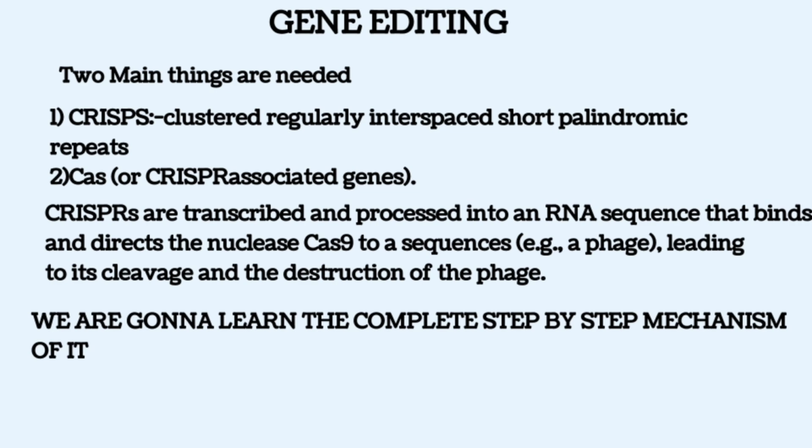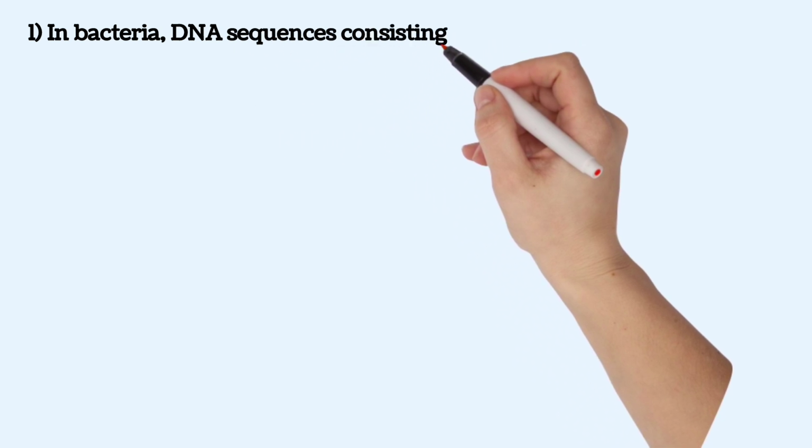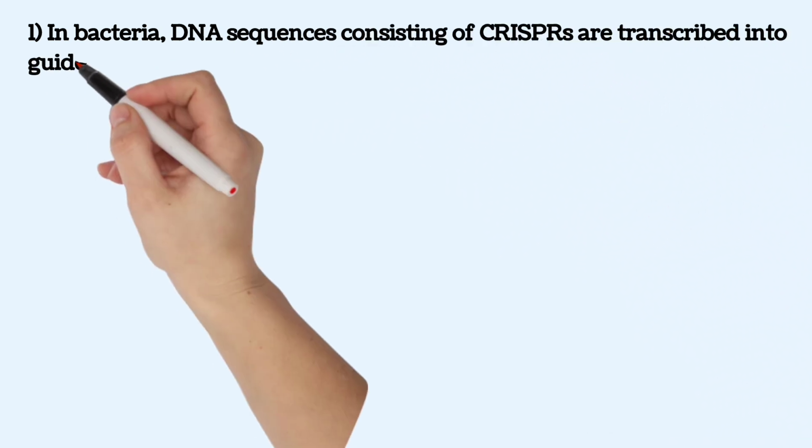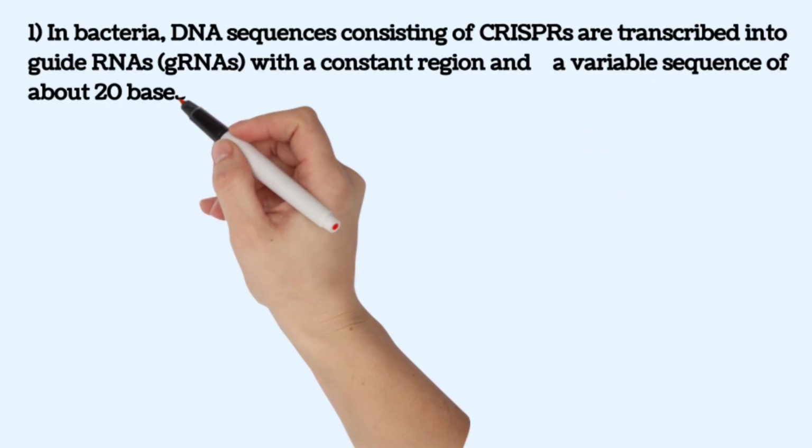Now we are going to learn the complete step-by-step mechanism of gene editing. Firstly, the DNA sequences consisting of CRISPRs are transcribed into guide RNAs, which are known as gRNAs, with a constant region and a variable sequence of about 20 bases. So basically in the first step we transcribe the CRISPRs into two regions, a constant region and a variable region. This is known as gRNA.